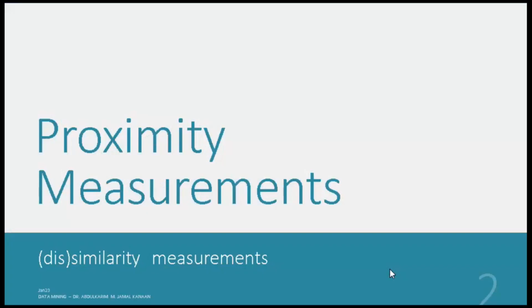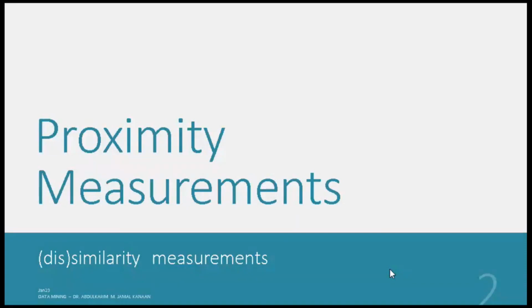Proximity measures. This is a nice topic. Actually, from this, if you are doing FYP, you can try to find some contribution by using proximity measures. Maybe later you can try to figure out how you can apply proximity measures inside your FYP, maybe as part of your contribution.